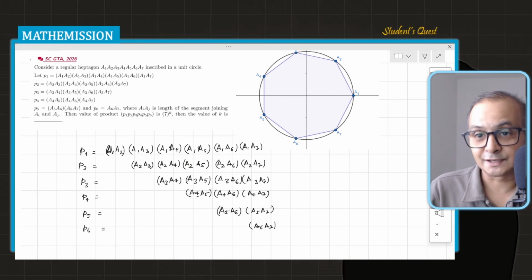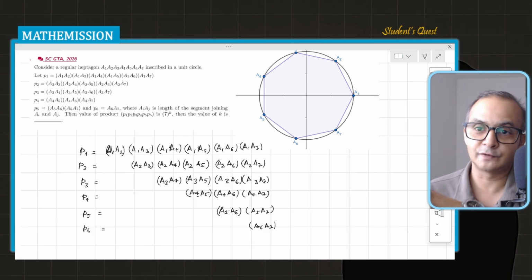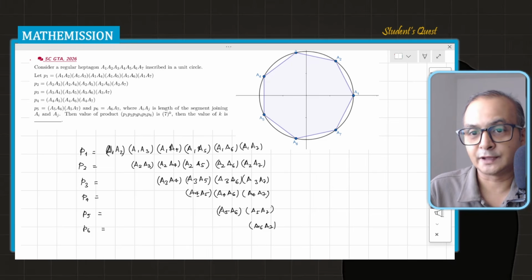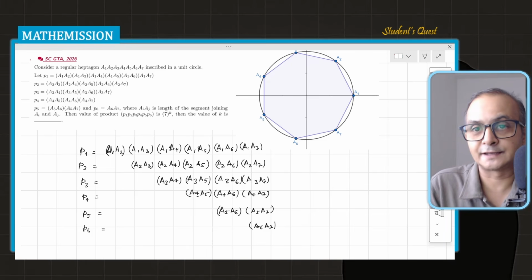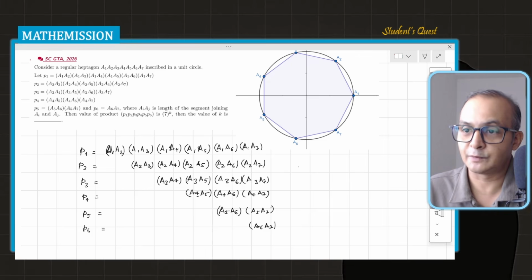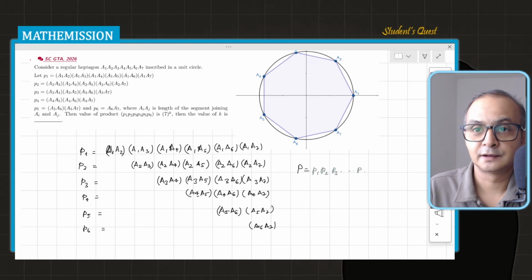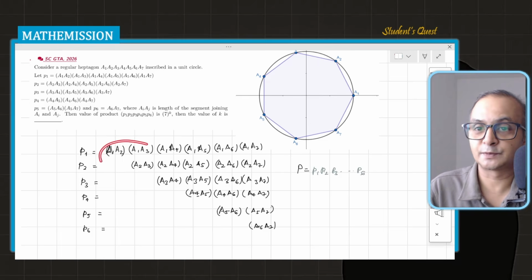But when we are inserting, we are doing some kind of disturbance to our final calculation. Let's say the total product we have to find is P1, P2, P3 up to P6. This is the total product. It means they're asking only this much product.